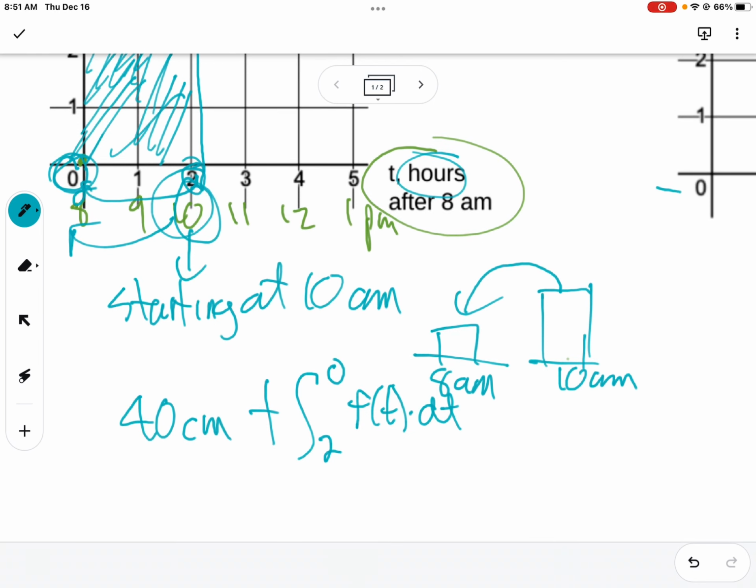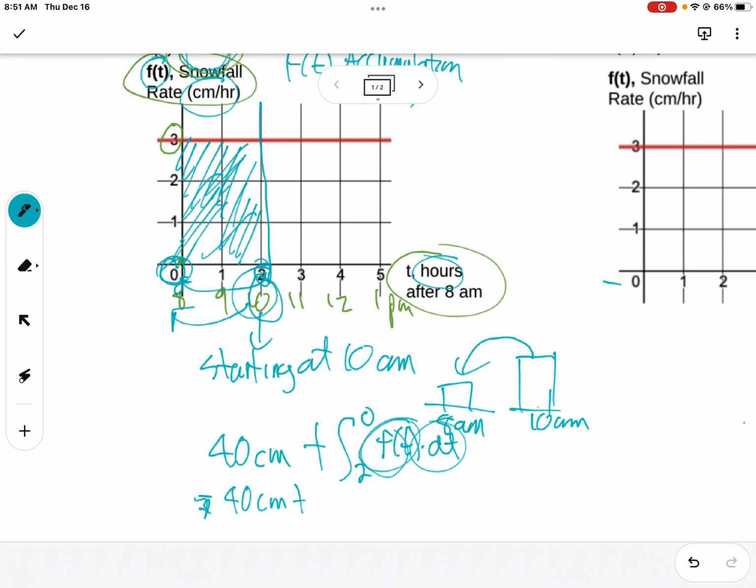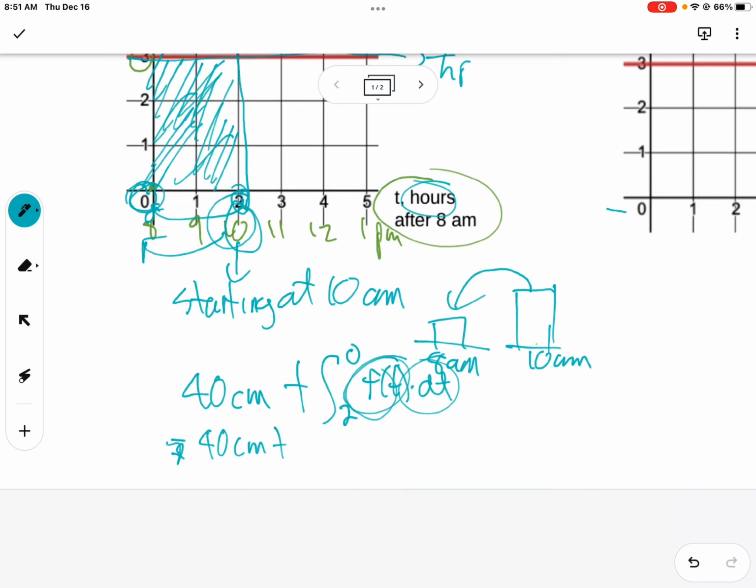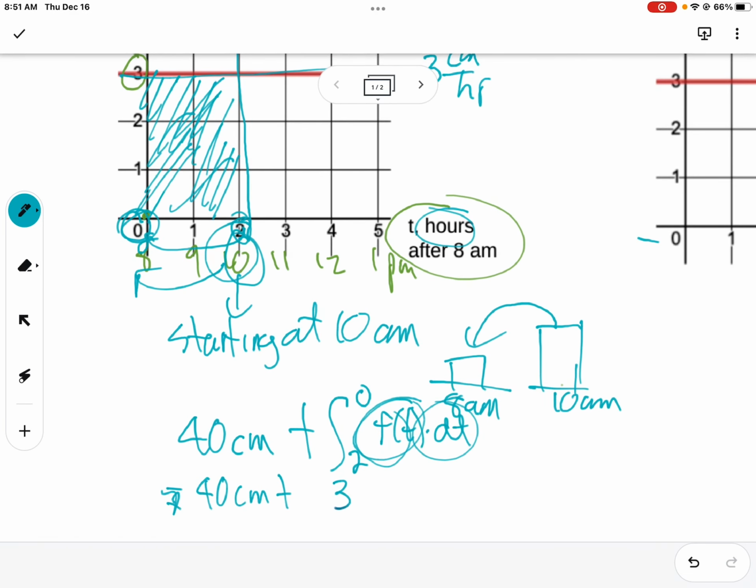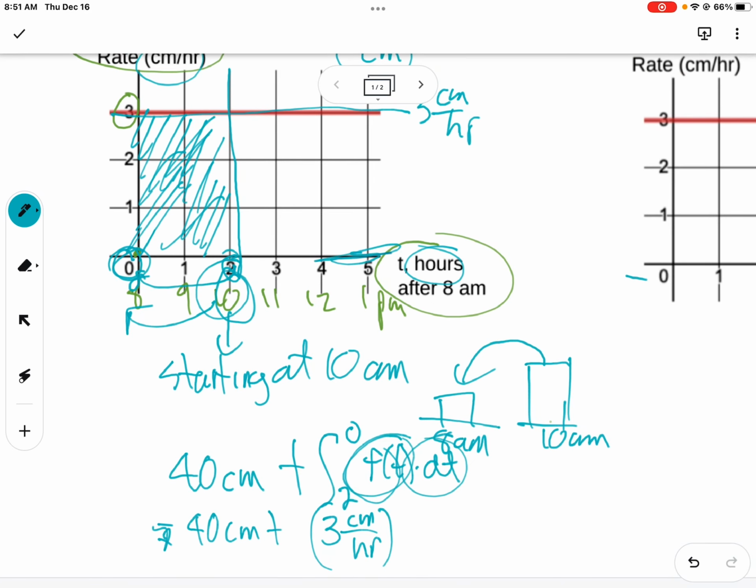Okay, so I have that. What do I know about that? Well, I know that that's going to be 40 centimeters of snow on the ground at 10 a.m. And then I've got to do delta y, delta x. That's my delta y. That's my delta x, right? dt is like delta time. So in this case, f of t is the y value. The y value is y equals 3 centimeters per hour of snow. So that's going to be 3 centimeters per hour. That's a positive, right? Because we always measure from the x-axis to the function value.